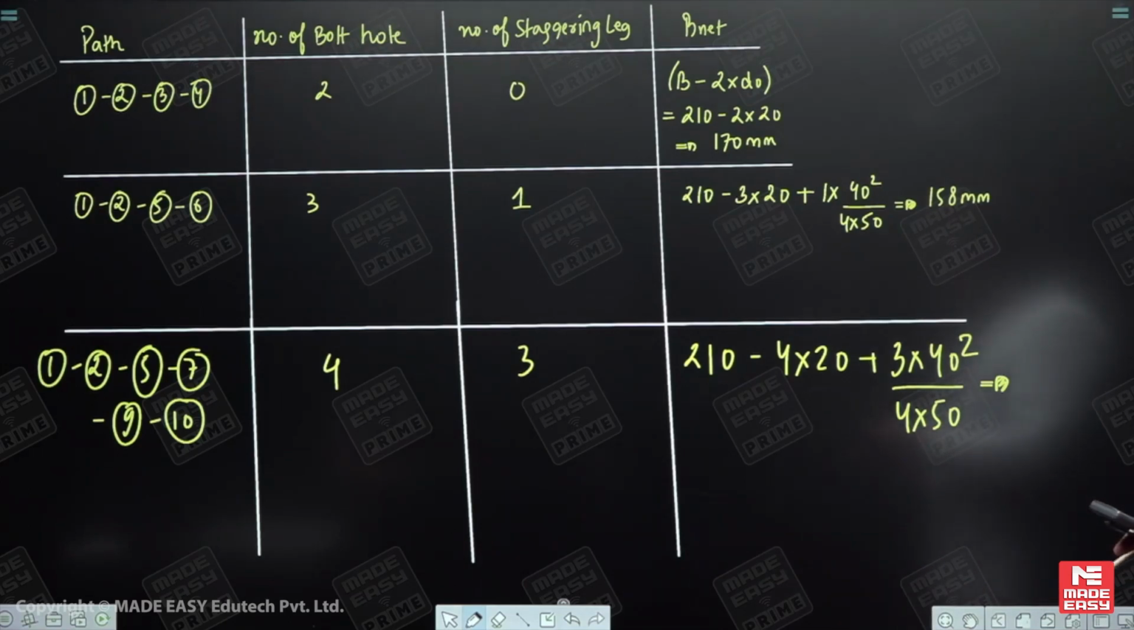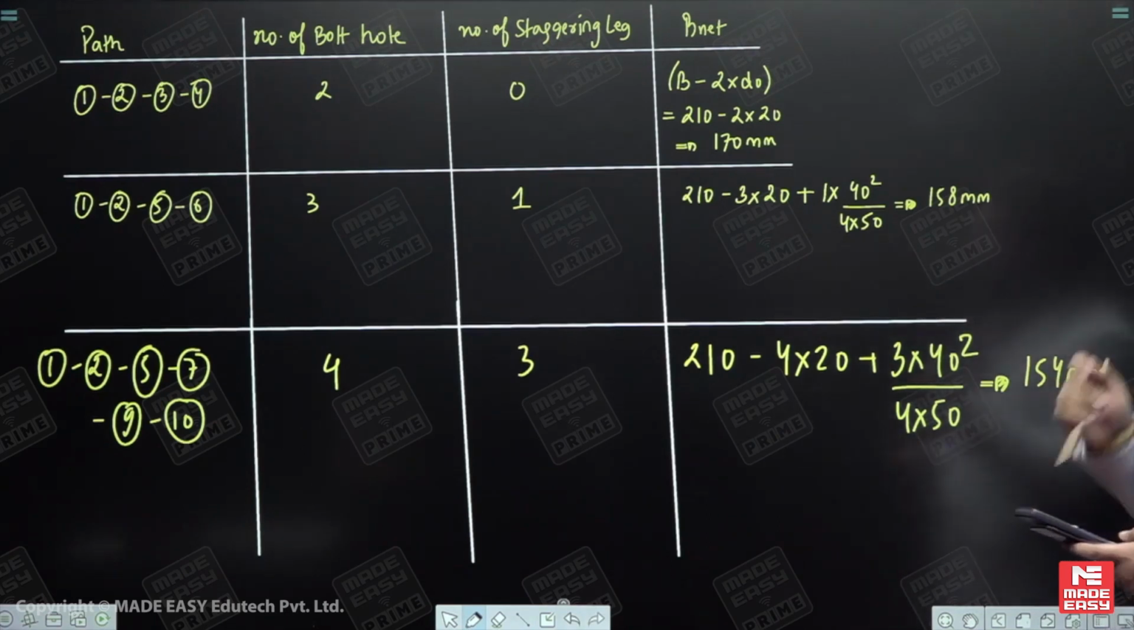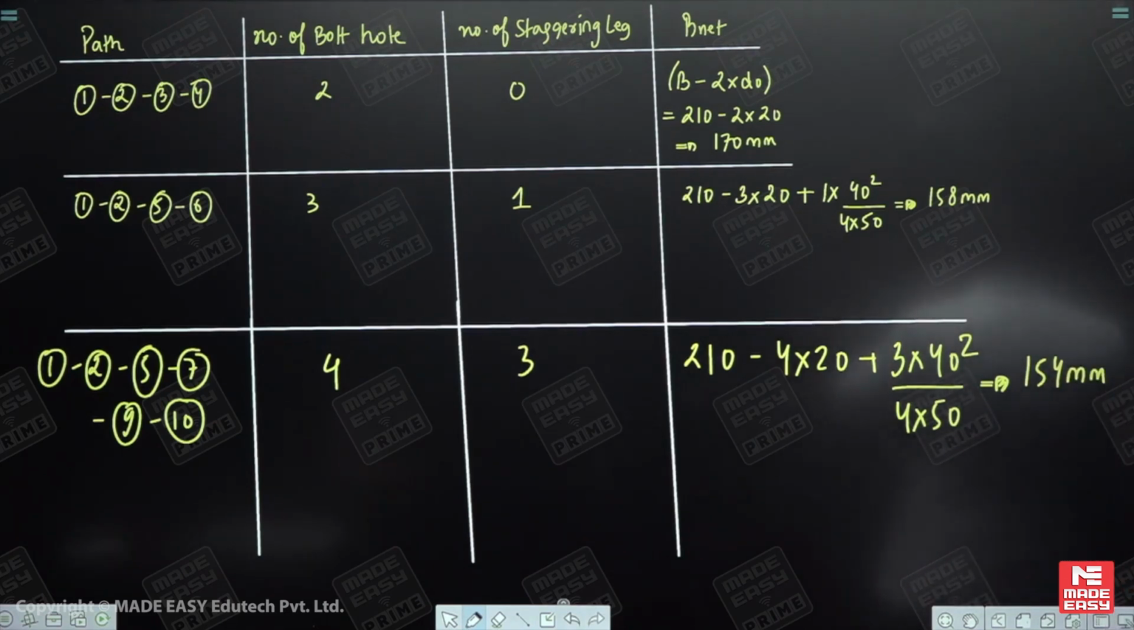So what is the value coming out? 40 square by 4g. G is 50. So my dear, I am getting a value of 154 millimeters. So it is coming out to be lesser than the previous case where we had 3 bolt holes with 1 staggering leg. So my dear, yes, this will be even more critical than the previous case.